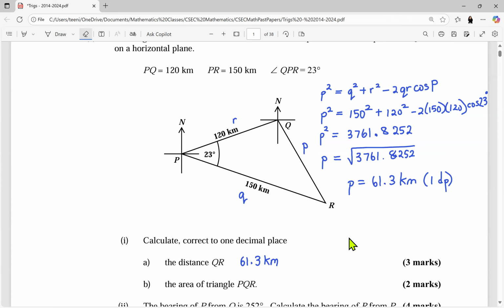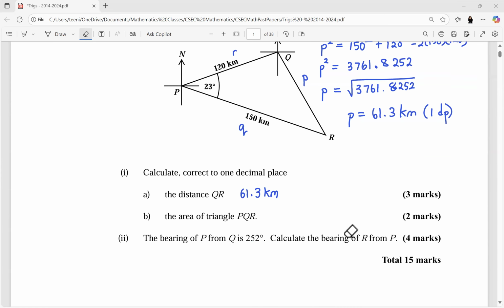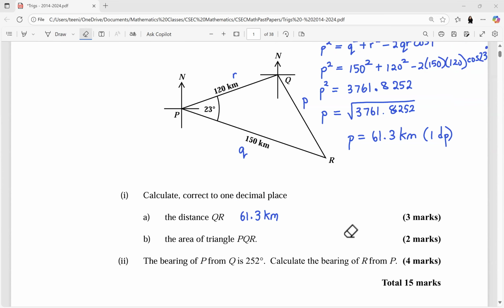Now, typically, to find the area of a triangle, you would have to do base times height divided by 2, right? But we don't have the base or the height in this triangle. So we have to use the formula, which is also given to you in your list of formulae. So you don't have to worry about whether you know it or not, because it's there in your list of formulae.